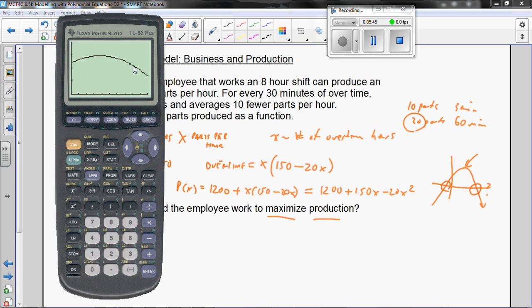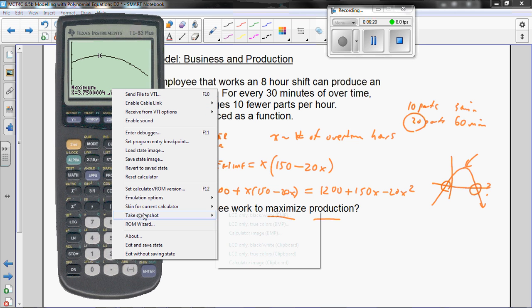Production goes up, then production goes down as the employee tires from working too much overtime. There's the maximum right there. This is easy peasy now. Now that I got a function, I just want to find the maximum, and I can go to the left of the maximum, right of the maximum, and then a guess around there maybe. I'm going to take a picture of this.